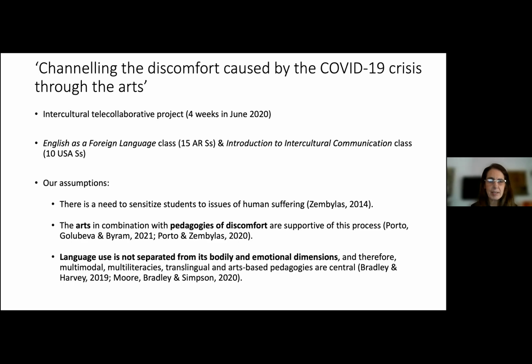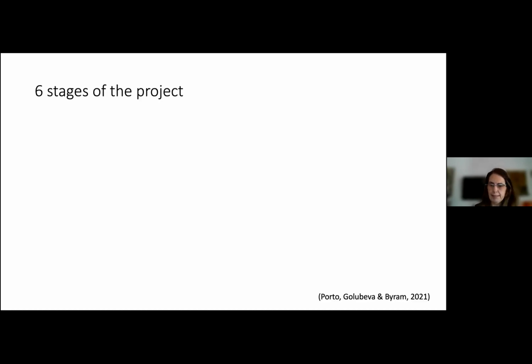I have already told you about them. I forgot to mention one key idea. Why did we connect pedagogies of discomfort with the arts? Well, on the basis of this idea that language use cannot be separated from its bodily and emotional dimensions. So we are thinking not only about the linguistic expression or the ways in which we can make meaning in linguistic ways, but also through, for instance, artistic ways. And now, yes, thank you.